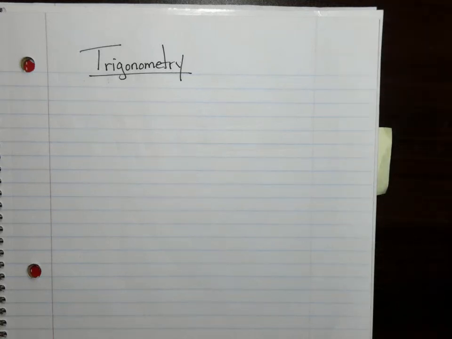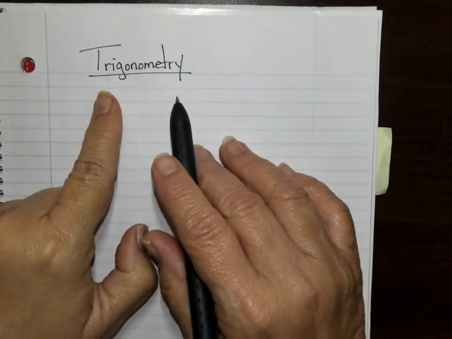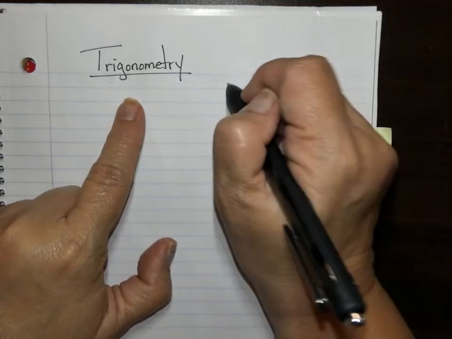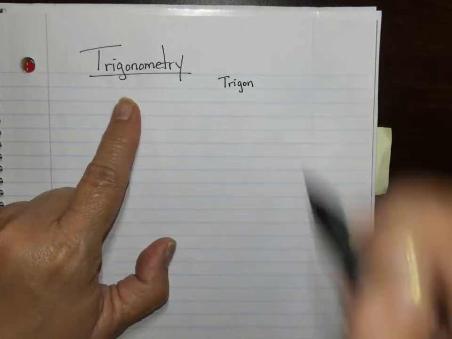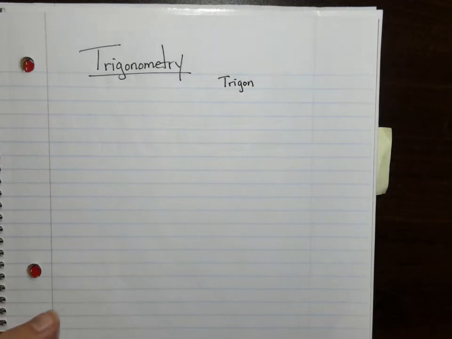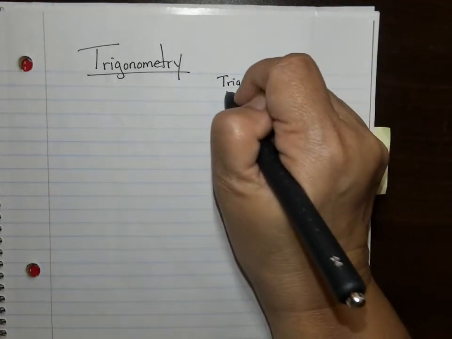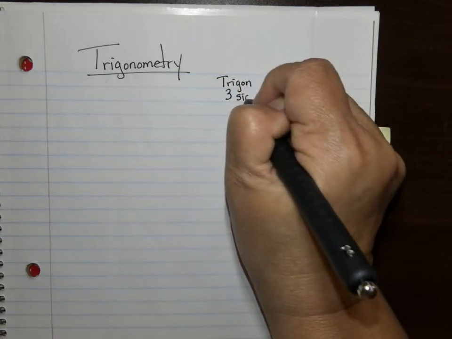Alright, so today we're going to start our lesson on trigonometry. It's my favorite lesson to teach of all. And if you take this big long word trigonometry and you break it up, it's talking about trigons. Well, you know what a trigon is? It's really a triangle. Trigon means three sides.